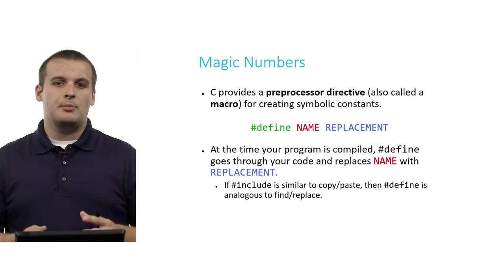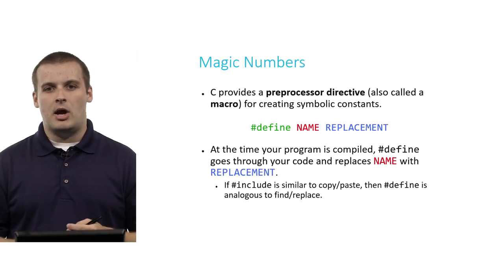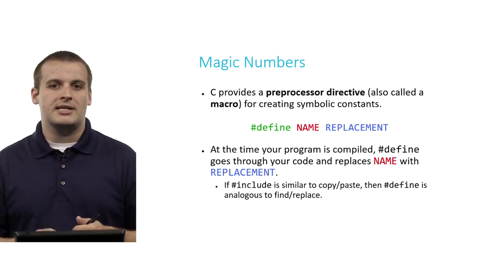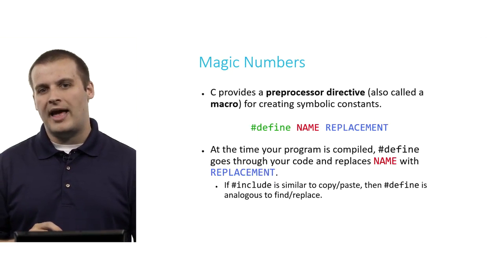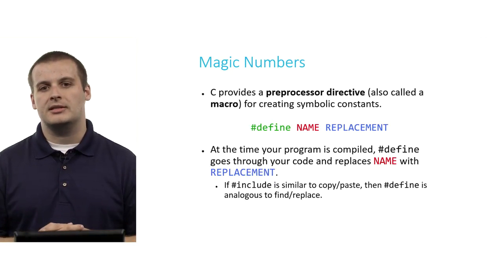C provides what's called a preprocessor directive, which is also called a macro, for creating symbolic constants. And in fact, you've already seen a preprocessor directive, even if you haven't heard it called that, with pound include. It's another example of a macro or preprocessor directive.